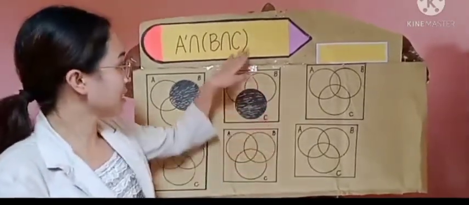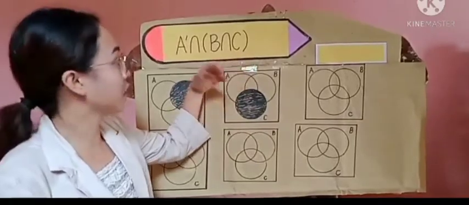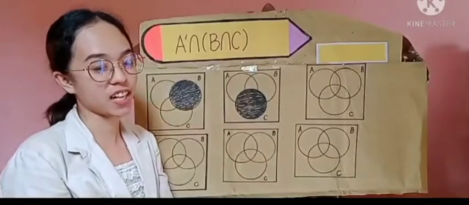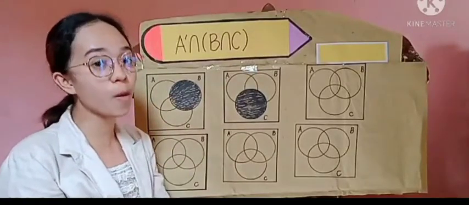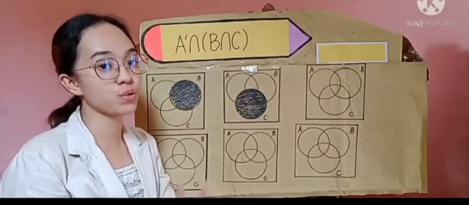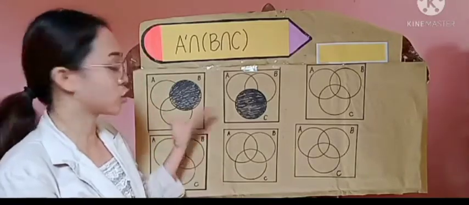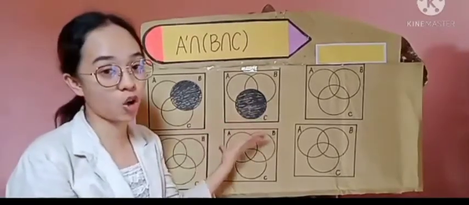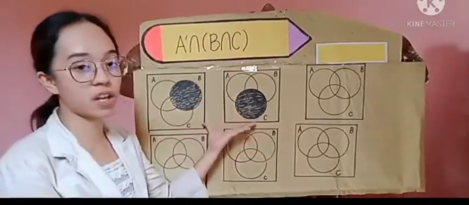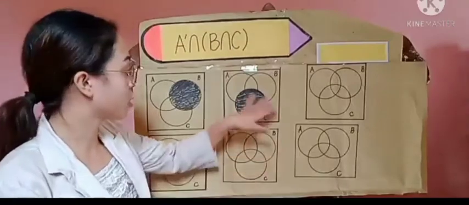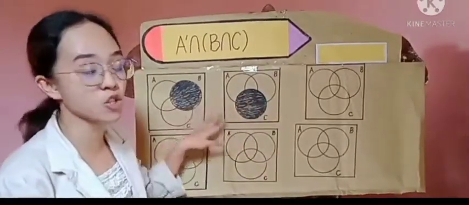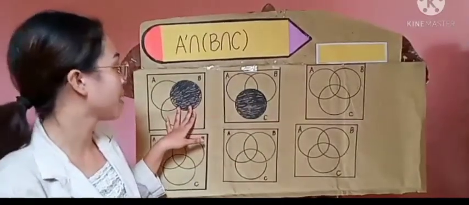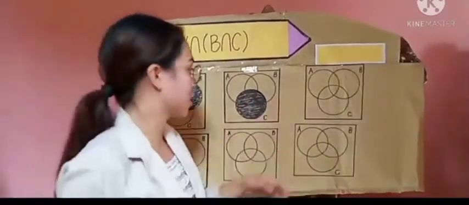The given tells us to find the intersection of B and C. The intersection is the common shaded part of the two Venn diagrams. If we look between these two Venn diagrams, what region has a common shaded part? The common shaded part of these two Venn diagrams is this.